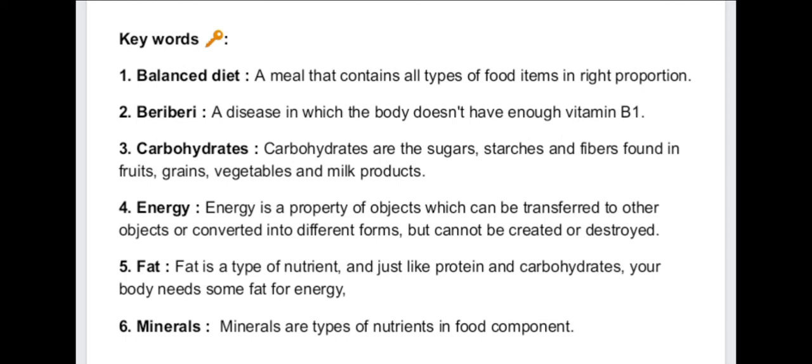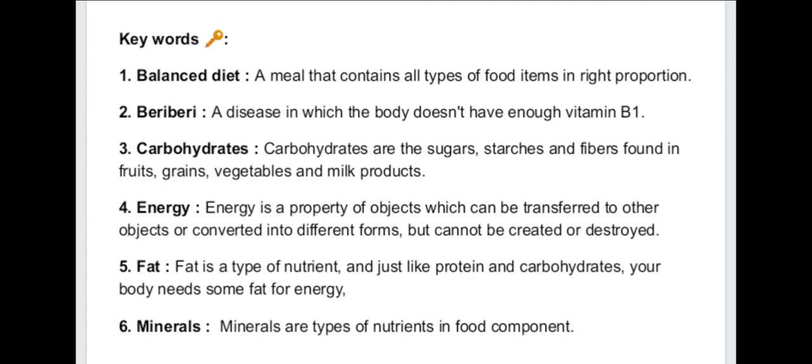So the third one is carbohydrate. Carbohydrates are the sugars, starch and fibers found in fruits, grains, vegetables and milk products. And the next one is energy. Energy is a property of objects which can be transformed to another object or converted into different forms but cannot be created or destroyed. One more fun fact is that energy can't be created, can't be destroyed.